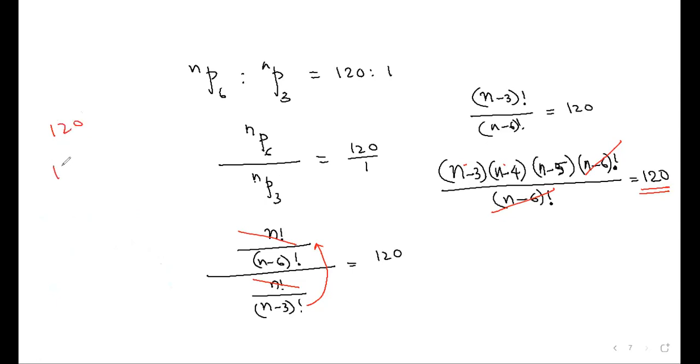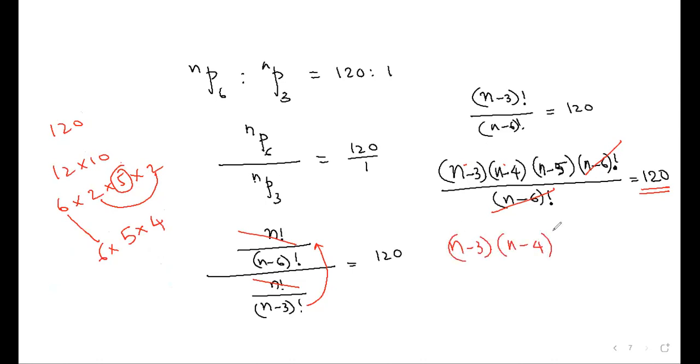How can we write 120? 12 into 10, 6 into 2. The biggest prime number out of this is 5, so one of your numbers will be 5. Next to it will be 4, and on the other side 6. So 120 can be written as 6 into 5 into 4, a product of three consecutive numbers. So n minus 3 should be 6, so n should be 9.